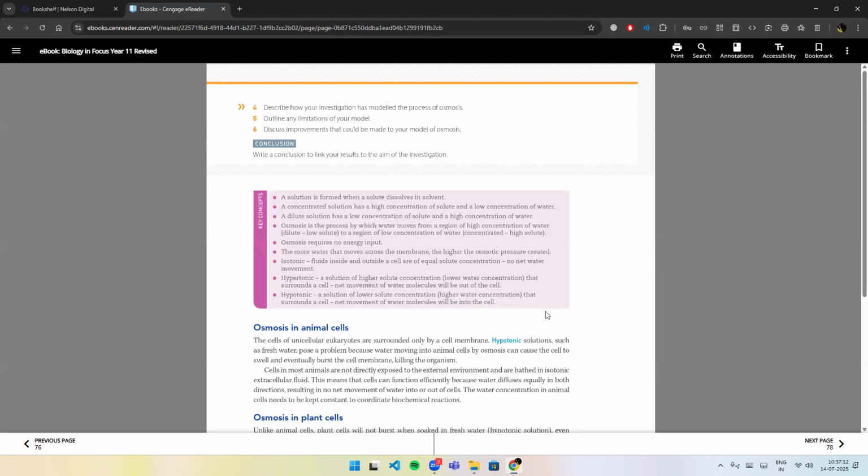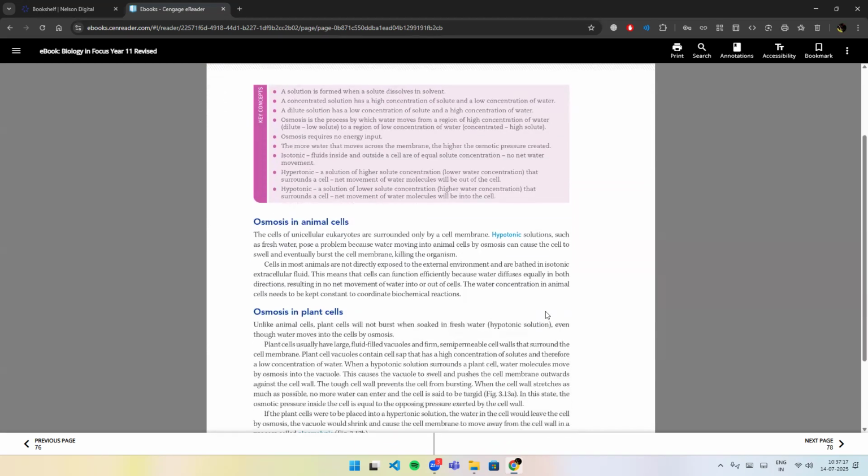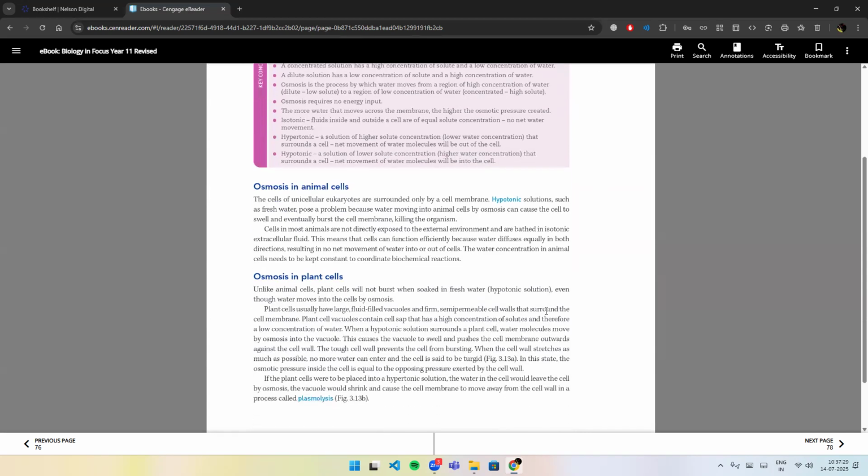Key concepts. A solution is formed when a solute dissolves in a solvent. A concentrated solution has a high concentration of solute and a low concentration of water. A dilute solution has a low concentration of solute and a high concentration of water. Osmosis is the process by which water moves from a region of high concentration of water to a region of low concentration of water. Osmosis requires no energy input.